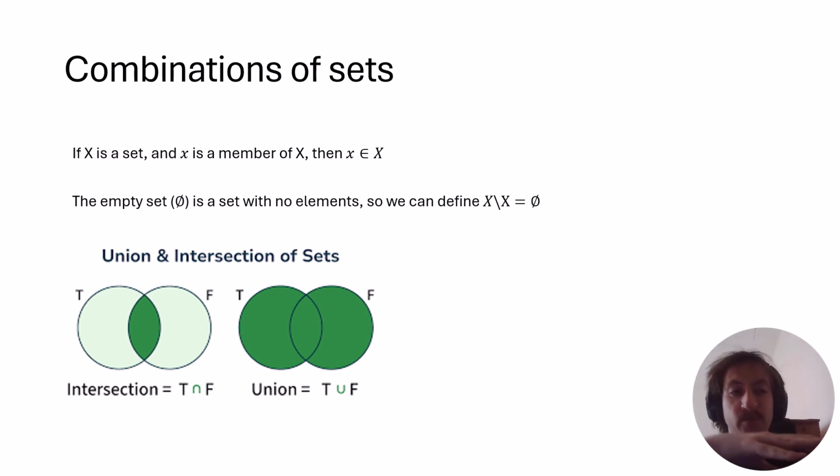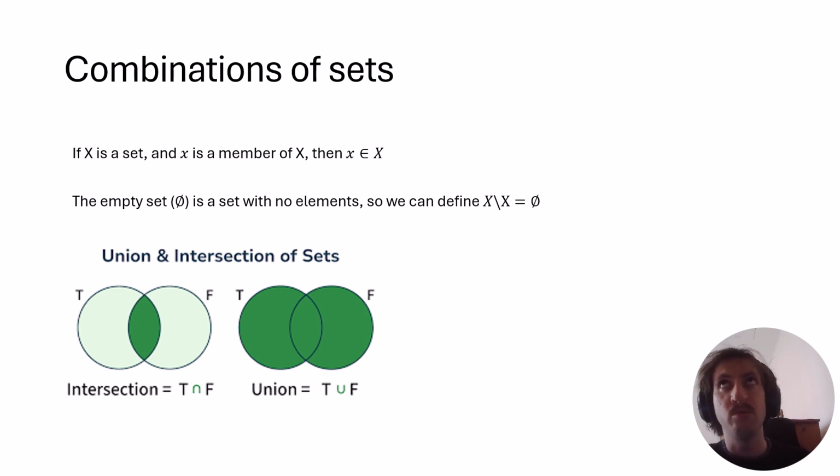Well, at least the symbol for the intersection. The union, the symbol for the union, I remember through thinking of the first letter of union, being U, and the union of two sets T and F is the set of elements that are in T or in F. And importantly, for elements that are in T and F, we don't doubly count them.